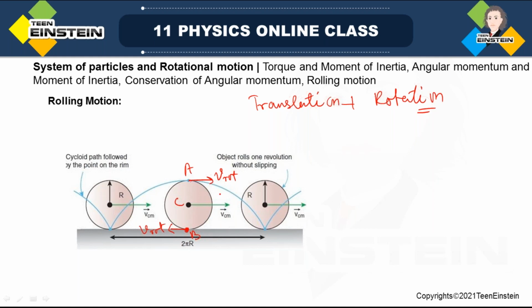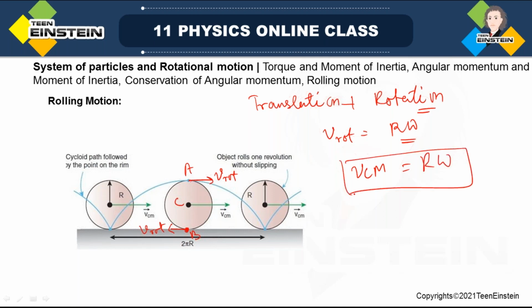For rolling without slipping, Vcm is equal to r omega. And the velocity due to rotation will be V rotation equal to r omega. So instantaneously the bottom point will be at rest if Vcm is equal to r omega. This is called the condition for rolling motion without slipping.